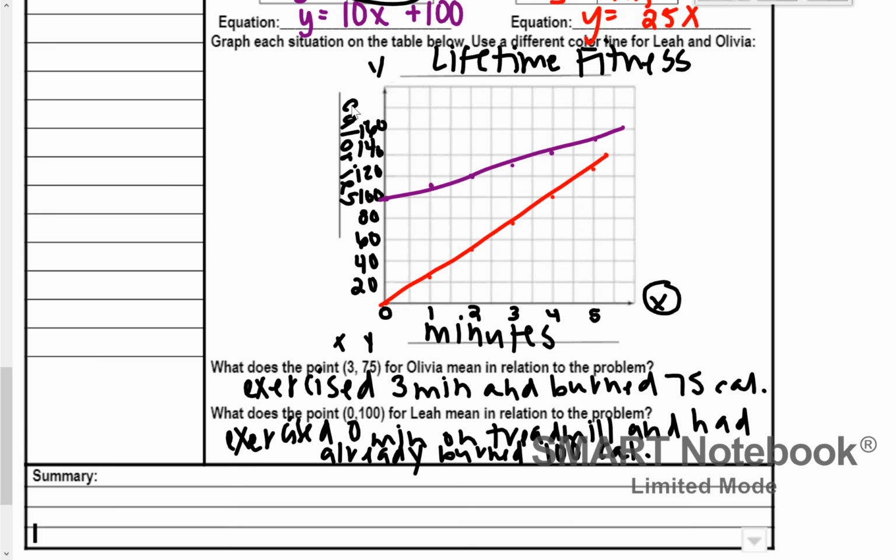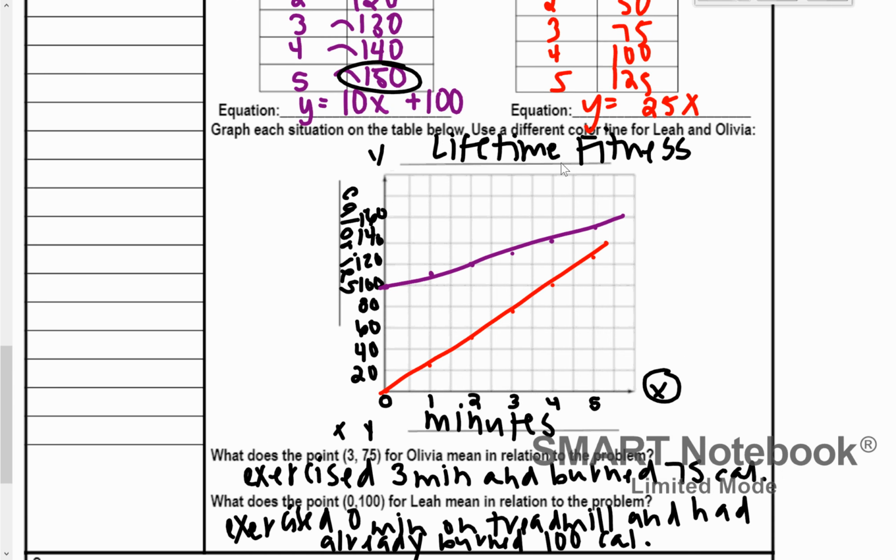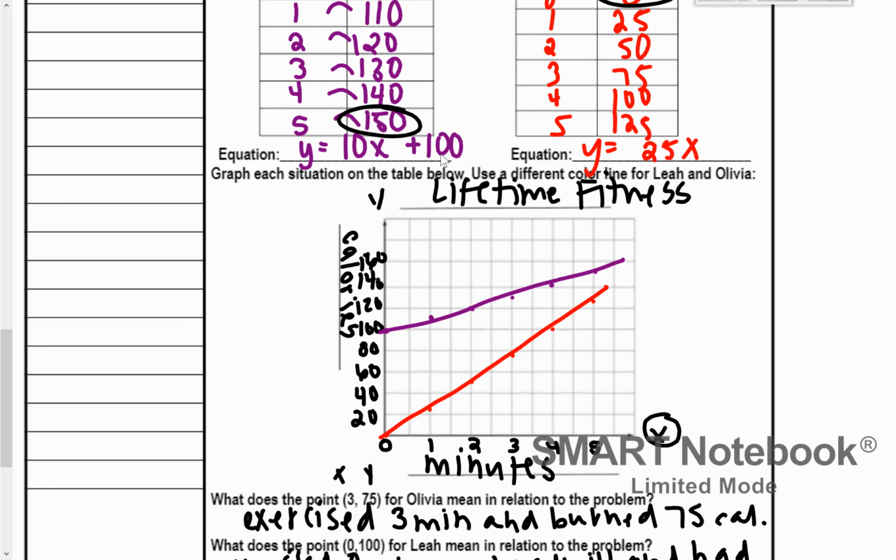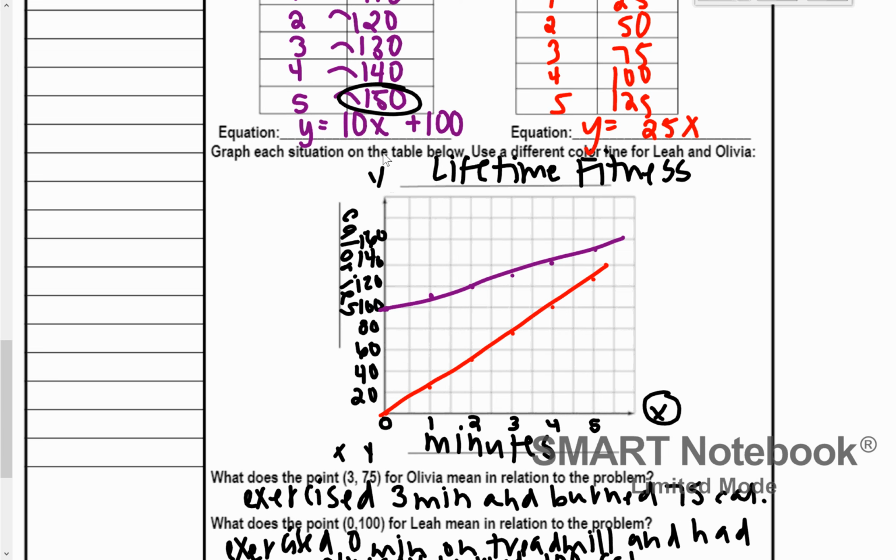All right, big takeaway here is just how to graph that table on a graph, how to set up that X and Y axis, how to do your labels, all of those things.